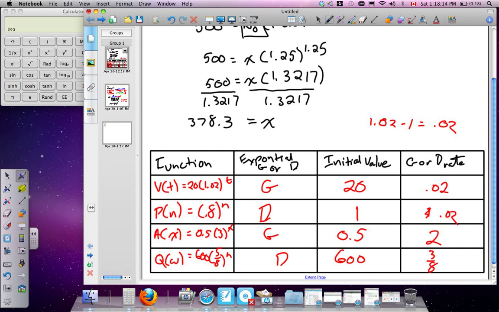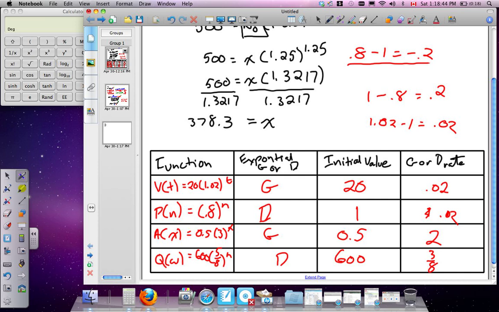Now, because it's decay, think of it like this: start with 1 and subtract the value of B. So 1 subtract 0.8 is 0.2. The reason for that is, if I took 0.8 subtract 1, I'd get negative 0.2.